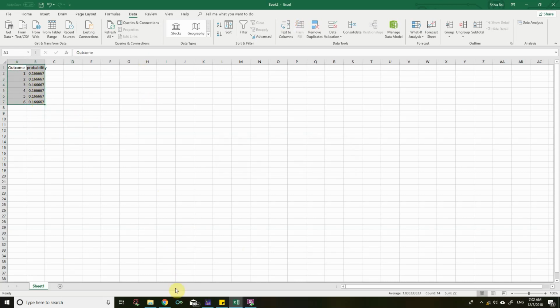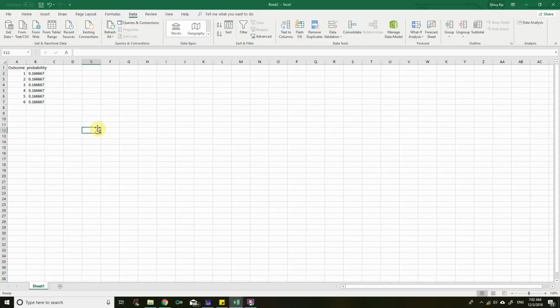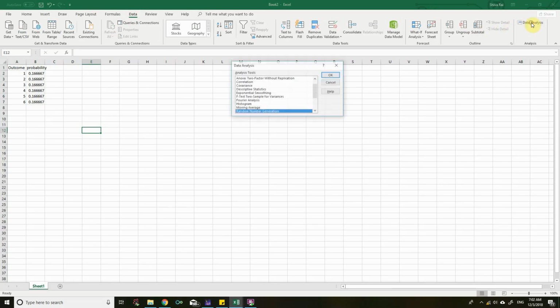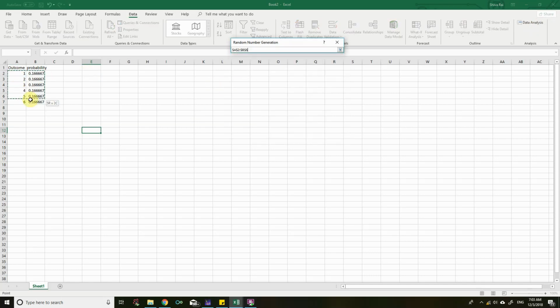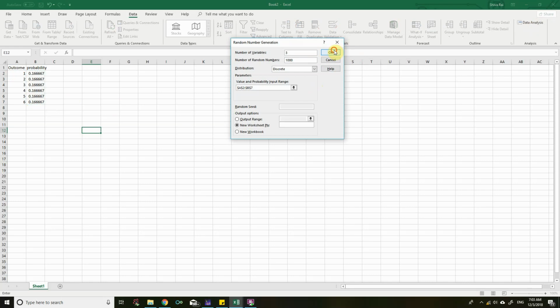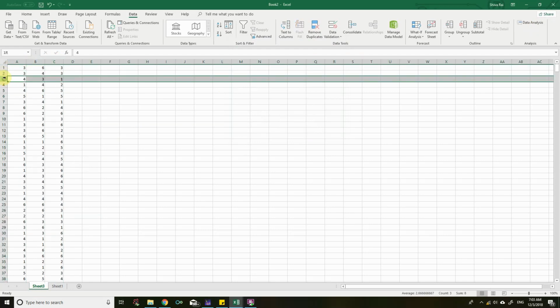Now we want 3 dice. We want to roll 3 dice. Let's go for data analysis, random number generation, click on OK. We want 3 variables. We are rolling 3 dice, and let us do 1000, discrete data, and value and probability input range is simply A2 up to B7. So that's fine. Click on OK. So we'll get these 3 dice: first die, second die, third die, and first roll, second roll, third roll, and so on.